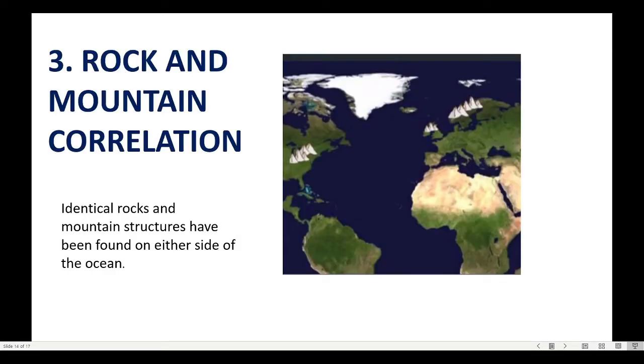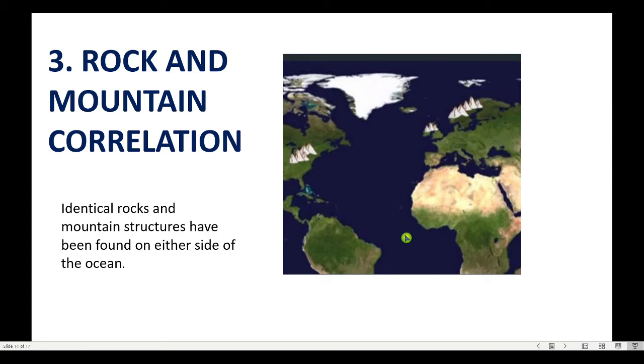Another piece of evidence presented by Alfred Wegener is known as the rock and mountain correlation. By the way, when we say correlation, it simply means that they are identical or similar. For example, in this case, similar rocks and similar mountain structures have been found in the different continents, just like this one. The mountains in this continent and this one have the same structures or composition. So what does it imply? It simply shows that maybe millions of years ago, these two continents were once connected.